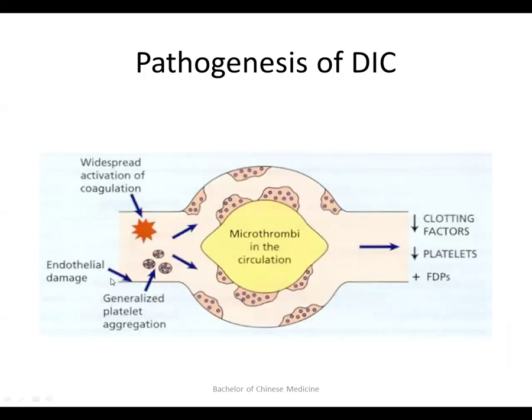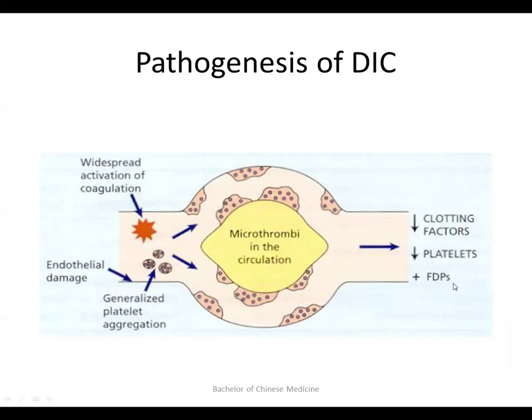In this case, you can see generalized endothelial damage that leads to generalized platelet aggregation. Now, this generalized platelet aggregation leads to consumption of the platelets, which leads to a decreased platelet count in the circulation. After the release of certain tissue factors or damage to the endothelium, there is activation of clotting factors through the extrinsic and intrinsic pathways, leading to widespread activation of coagulation. So it may lead to microthrombi in the circulation that will ultimately decrease the clotting factors and the platelet count, which increases the chances of bleeding.